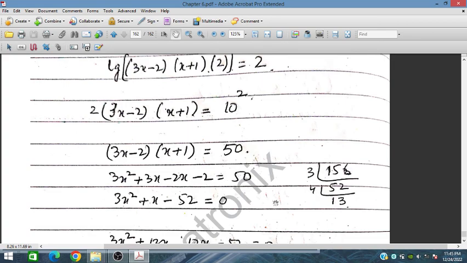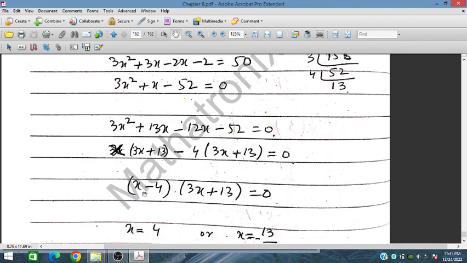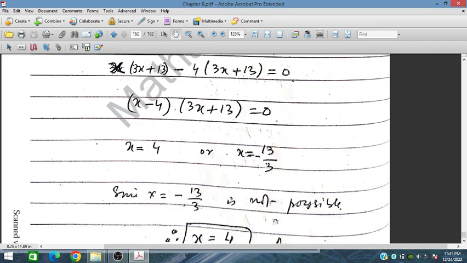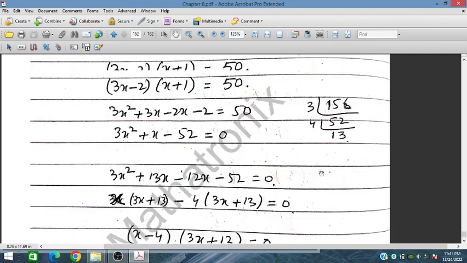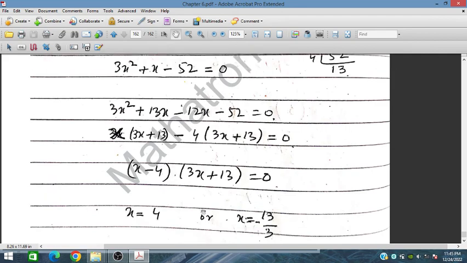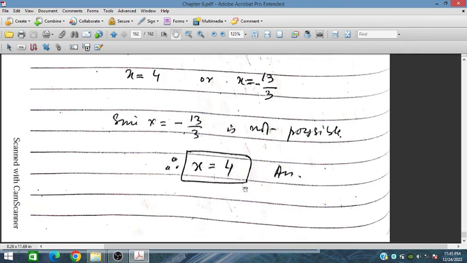Now it can be factorized. So this is 13 into 12, and factorized we have obtained (x minus 4)(3x plus 13). So x is equal to 4, or x is equal to minus 13 upon 3. X equal to minus 13 upon 3 is not possible for this logarithmic function. So we have only one solution, that is x equal to 4. So that's all from this chapter 6.